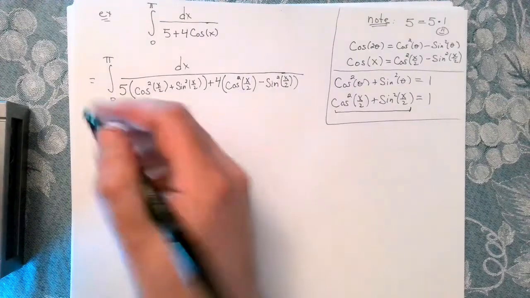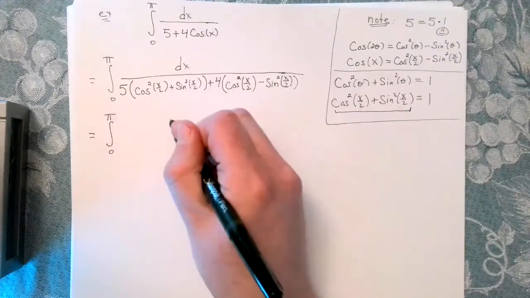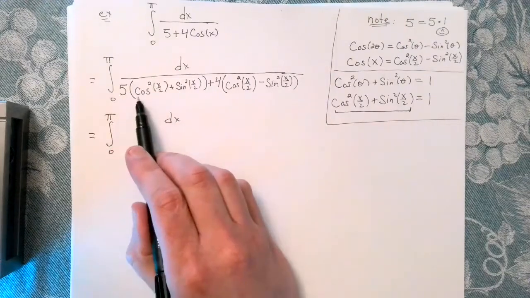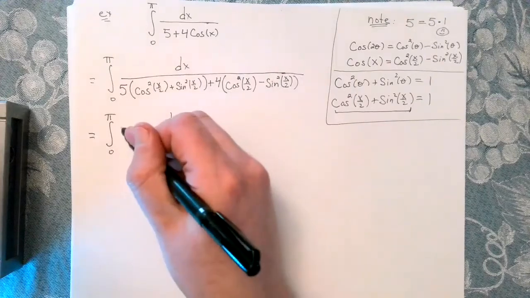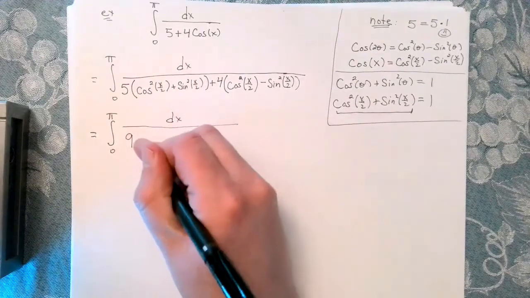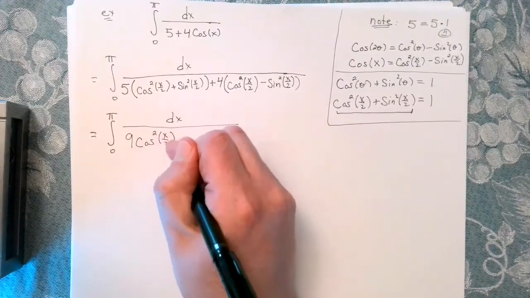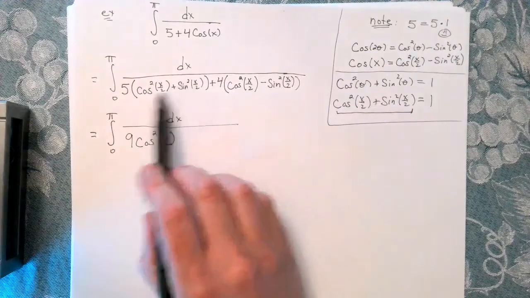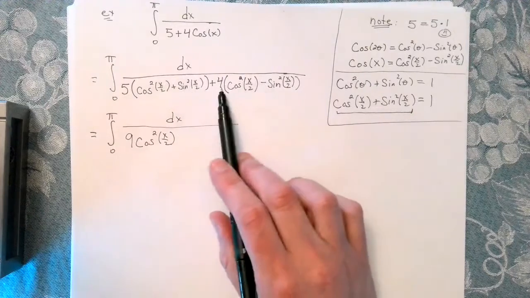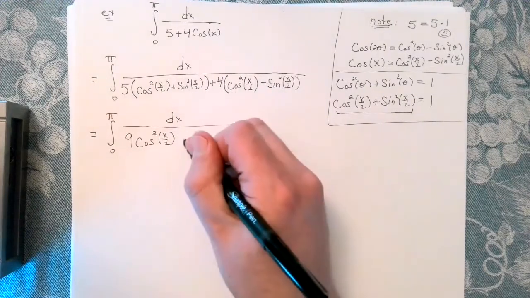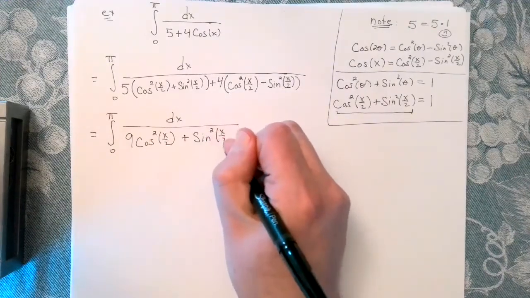Imagine distributing and then combining like terms. If I distribute and combine like terms, I get the following. 5 cosine squared of x over 2 plus 4 cosine squared of x over 2, that's going to give me, it looks like, 9. So that's 9 cosine squared of x over 2. And let's see here. 5 sine squared of x over 2 minus 4 sine squared of x over 2. That should be 1 sine squared of x over 2.